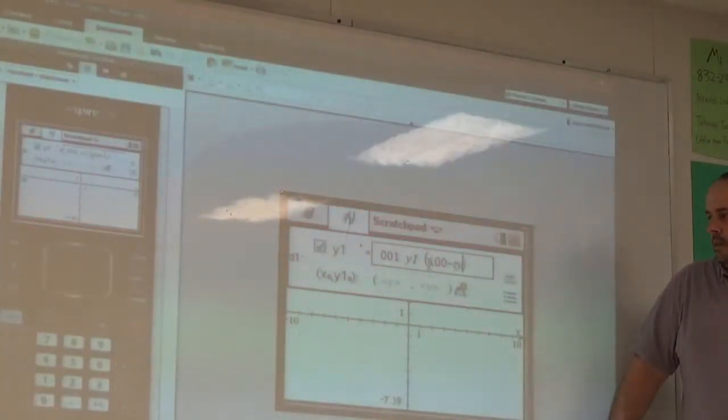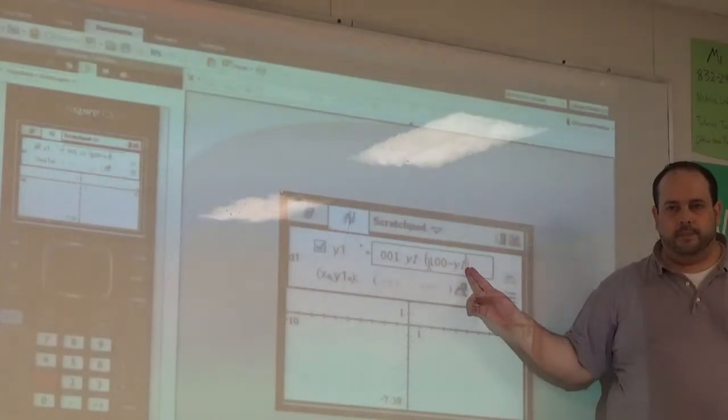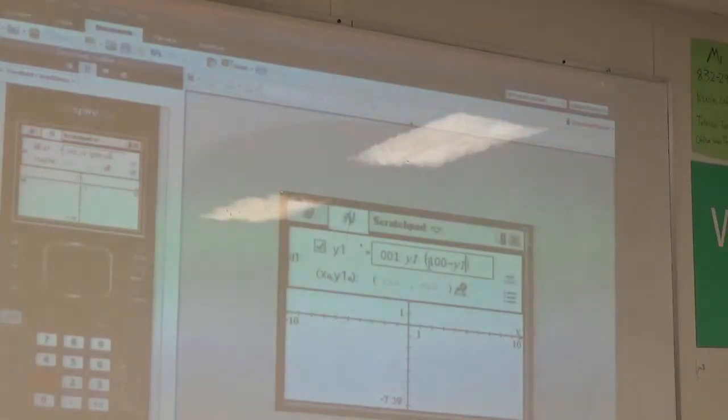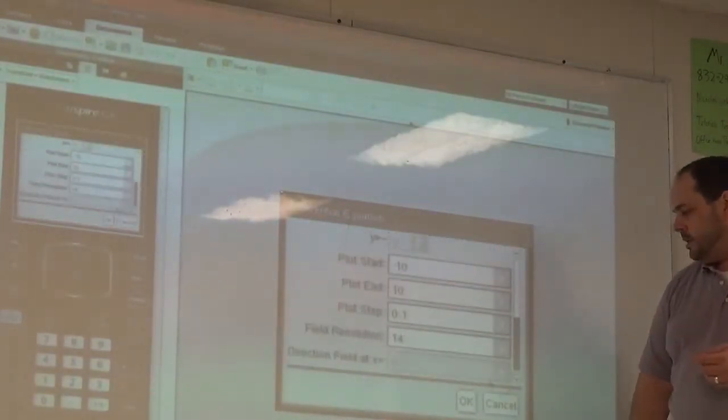Didn't work. Oh, never mind. You messed up. Oh, what's that? 100 minus y1. Make sure you've got that typed in. What's that? That's how it looks like. Maybe. Mine says invalid. Maybe. What? Wait, what are we doing?